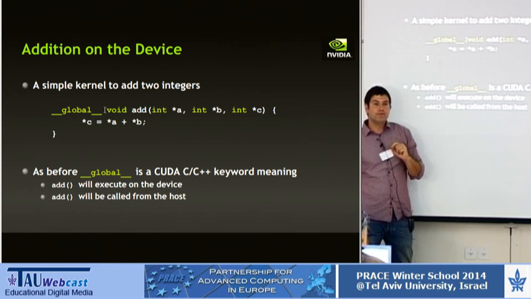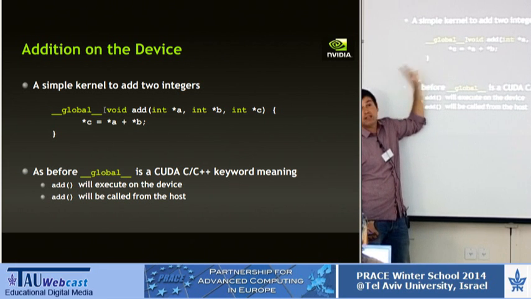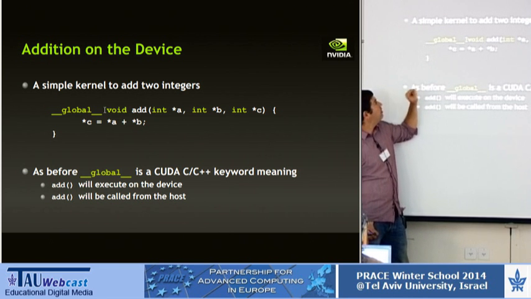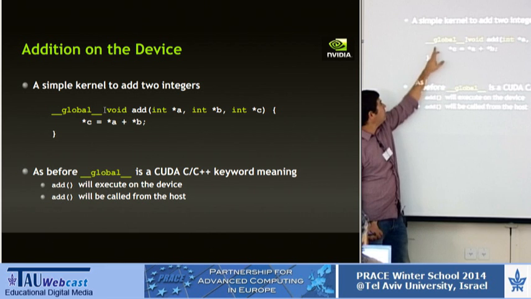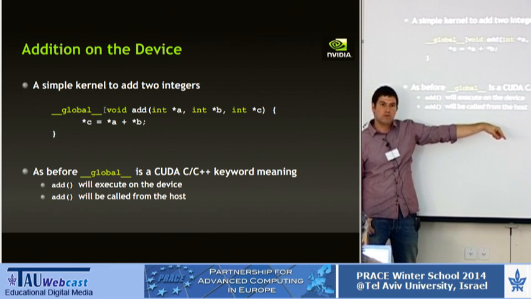Your question? It's a very stupid question. Can you please explain what we call a kernel? Yeah. Every function that runs on the GPU is a kernel. That's the name. A function that runs on the GPU, and it is called from the host. So you call this function from the host, but it runs on the GPU.